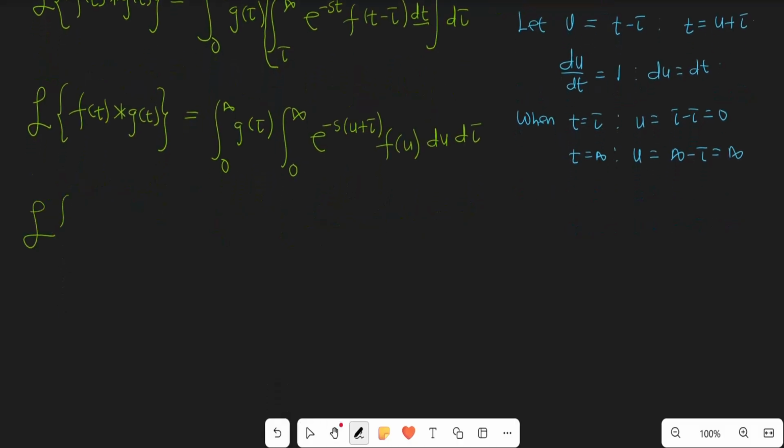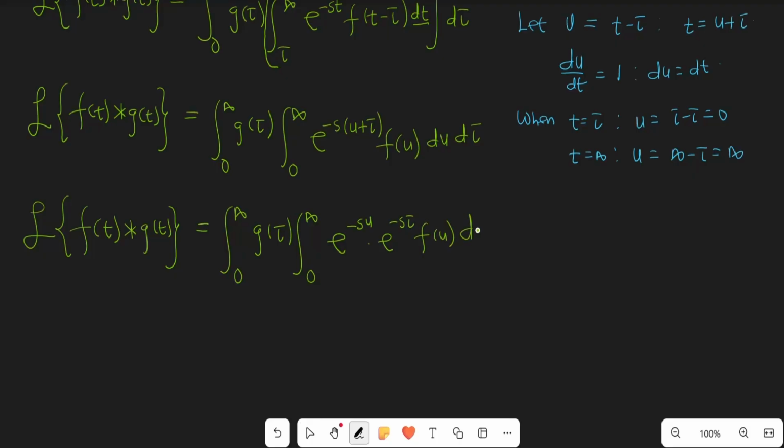Now let's apply the laws of indices here. So the Laplace transform of f of t convoluted with g of t is equal to the integral from 0 to infinity of g of tau, and then the integral from 0 to infinity of e to the negative su multiplied by e to the negative s tau, right? And then we have f of u, and then du, and then d tau.